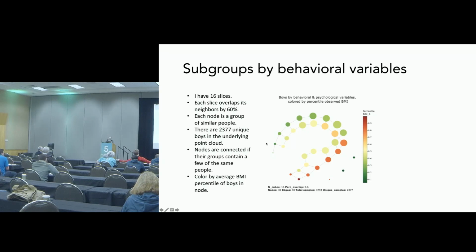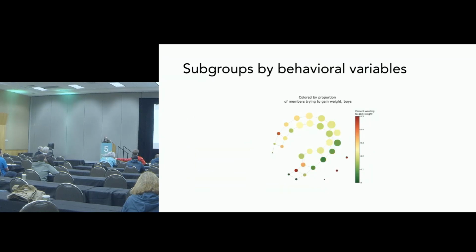So that's interesting. Does it really matter? Does this really give us anything? So let's look at some behavioral variables. Whether you're trying to gain or lose weight was one of the survey questions. And I think the naive public health approach at this point is like, oh, everyone's trying to lose weight, right? But that's not true. For instance, and this is one reason I bring up teenage boys, not all teenage boys are trying to lose weight. Many are trying to gain weight. So this is coloring by the proportion of boys who want to gain weight.